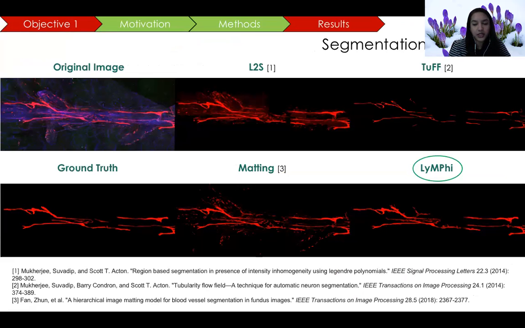Here are some segmentation results using Lymphy as well as some other segmentation methods. The first column is the original image and hand-segmented ground truth. We compare to L2S, or Legendre level sets, a method that deals with intensity variations, as well as hierarchical image matting and tubularity flow field. Lymphy provides the closest match to the ground truth vessel segmentation.